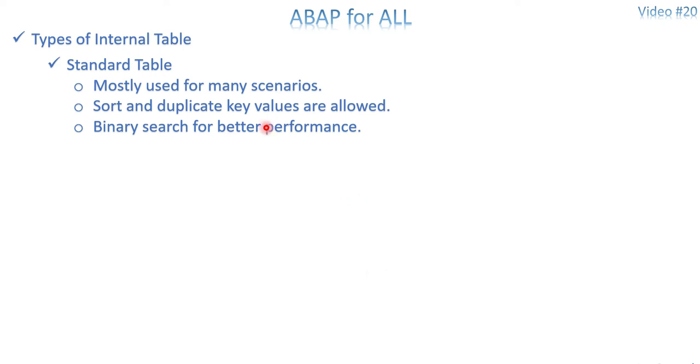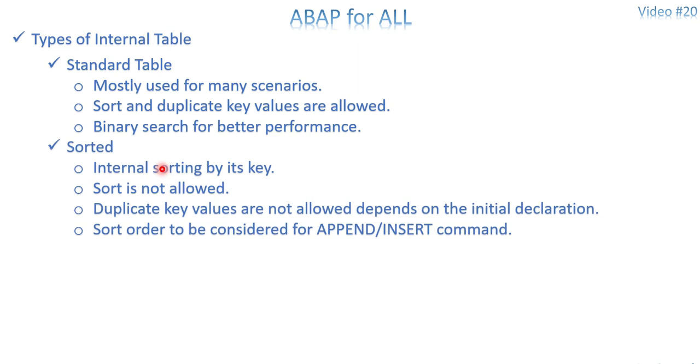Standard is mostly used for many scenarios. It can be sorted, and duplicate values are allowed because it's just an internal table and doesn't have key fields. So you can have duplicate values, and we can use binary search for better performance, as we saw in the last video. Another one is the sorted internal table. This internal table is sorted by default. Whenever you put data into it, like using a select statement, it is automatically sorted based on the key fields. After that, if you want to sort by different fields or different orders like ascending or descending, that is not possible for a sorted internal table. Sorting is allowed in a standard table, but here it's not allowed.